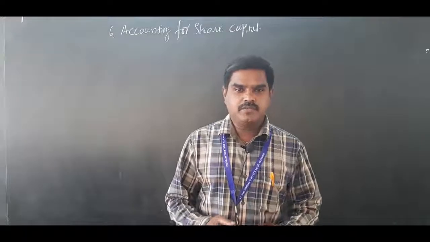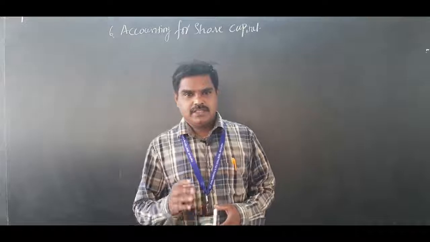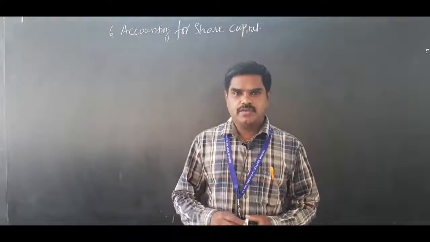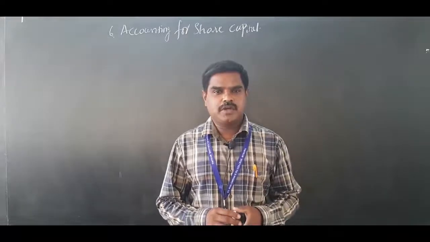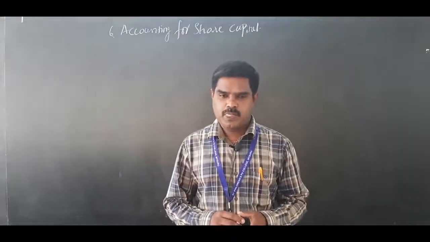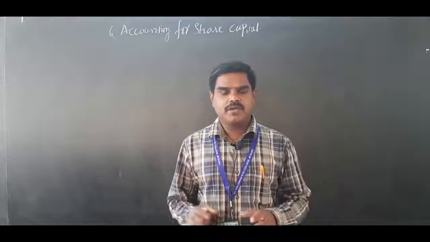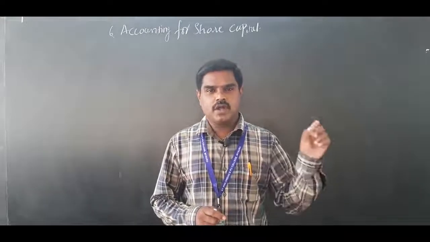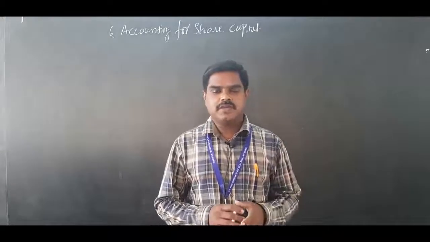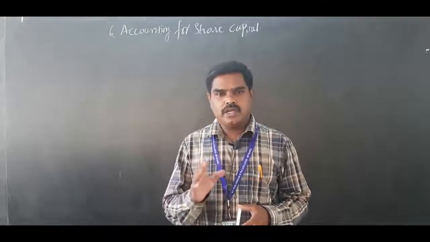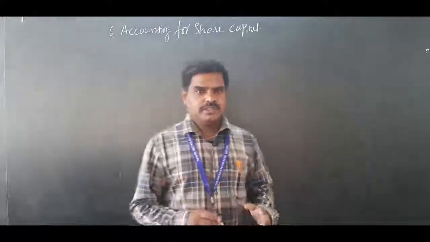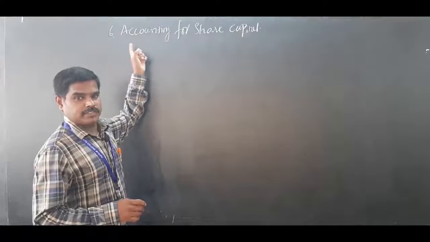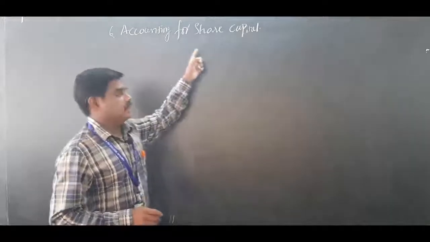So, let us move into the next chapter. In the second book, as I already told you, you have two textbooks prescribed by the NCERT syllabus, textbook number 1 and textbook number 2. Textbook number 1 is called non-profit organization and partnership accounts. Textbook 2 is called only company accounts. In textbook 2, the chapter number 1, but actually it is called chapter number 6, accounting for share capital.